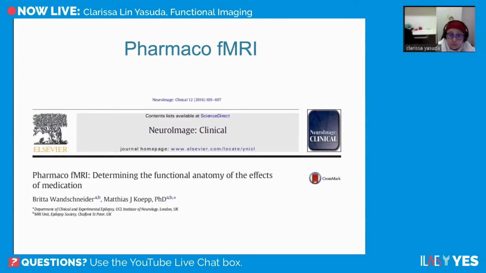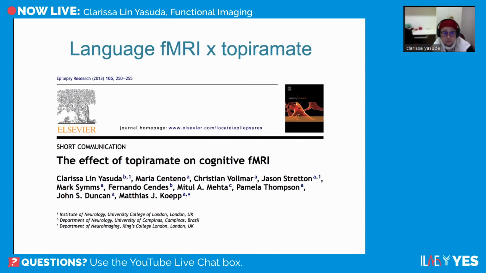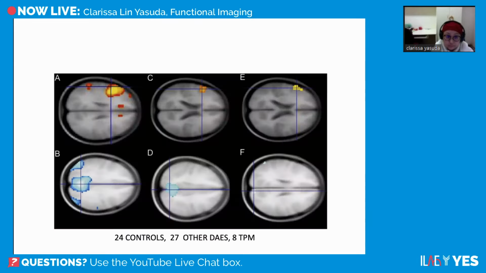What else can we do with fMRI? Another field of interest, which I think is very clinical, is to use fMRI for pharmaco studies, right? So we can see the effects of some drugs in the brain. This is one study that I performed during my postdoc at UCL. We all know about the topiramate effect on language, right? And so we tried to see what happens in the brain when you are taking topiramate.